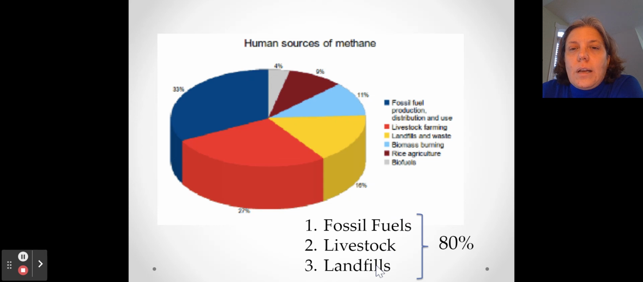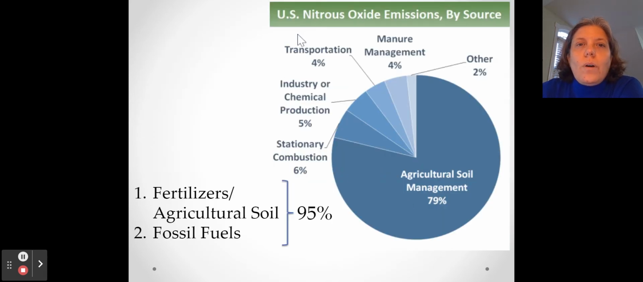Okay, so human sources of methane here, what are they? Fossil fuels, livestock, and landfills. So if you take a look, fossil fuel is in the blue and livestock farming is in the red. And look, that's a big, big chunk here. And landfills is another really big chunk. Biomass, rice agriculture, biofuels do contribute a little bit, but not nearly as much as those three right there. That's 80%.